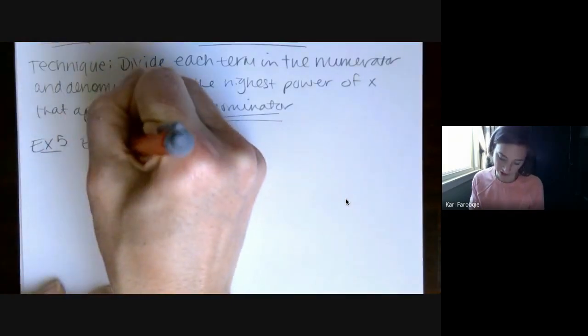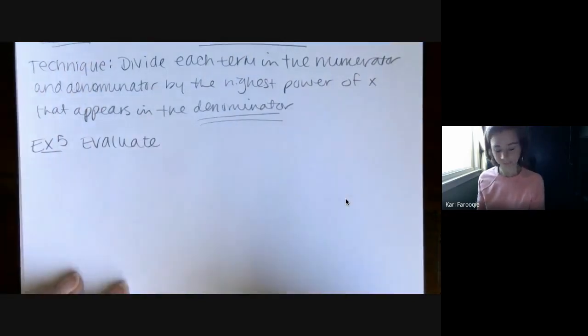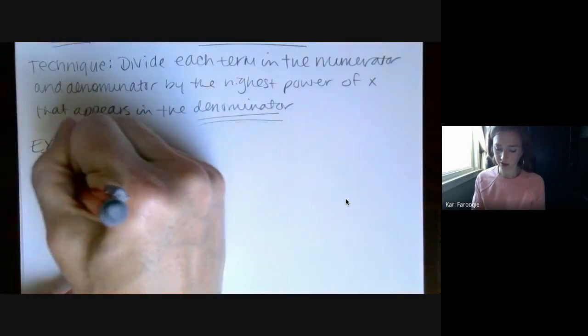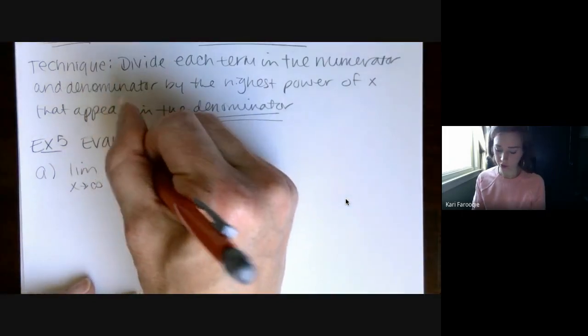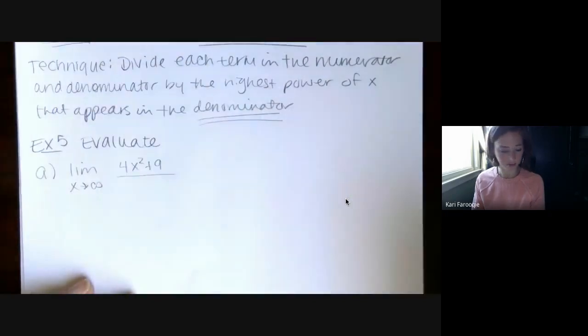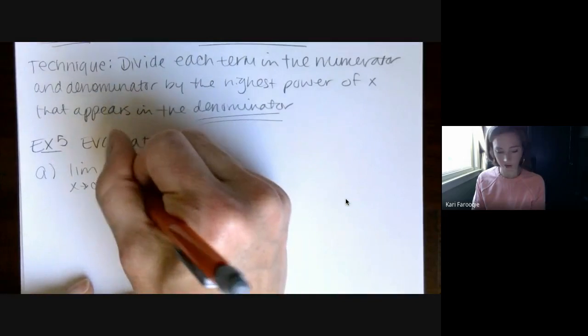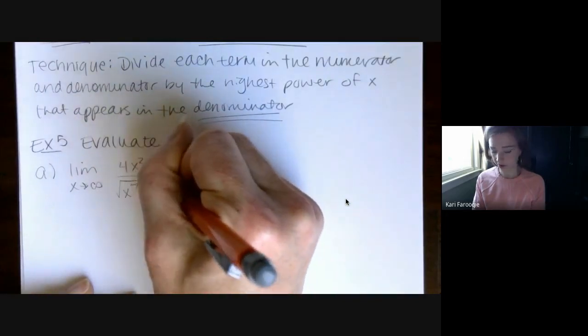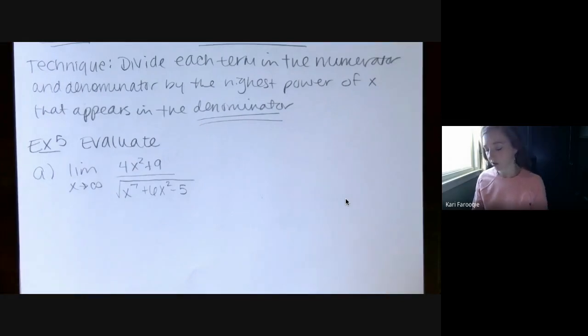Let me just say evaluate. So this will be the limit as x approaches infinity. And our function in the numerator will be 4x squared plus 9. In the denominator, we'll have the square root of x to the 7th plus 6x squared minus 5. Now, some students are very methodical and they do very well with these because they are so methodical.